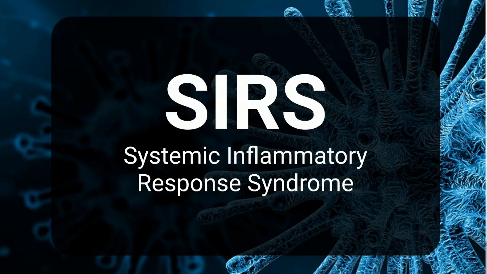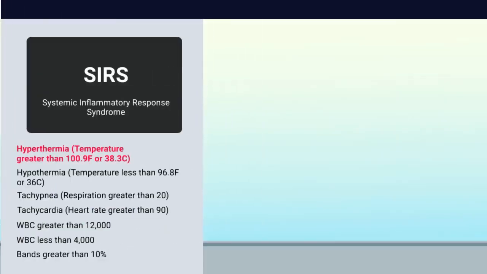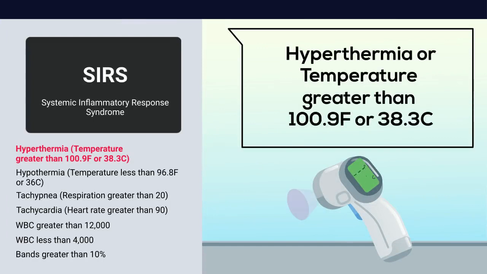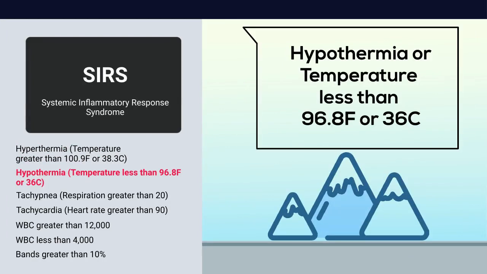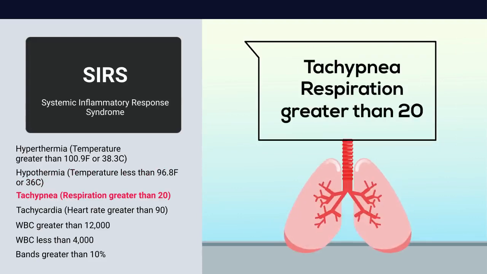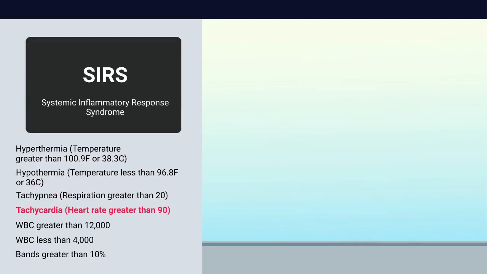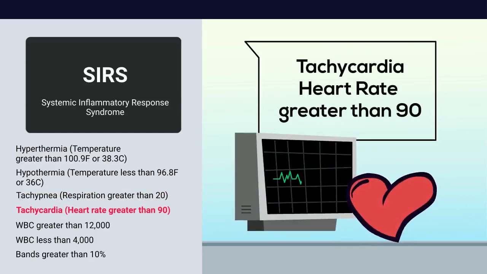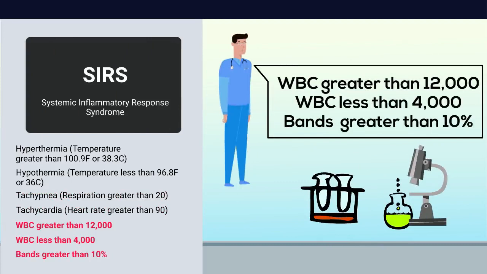SIRS, or Systemic Inflammatory Response Syndrome, may be the first physiological changes you may observe, and these are hyperthermia, or temperature greater than 100.9 degrees Fahrenheit or 38.3 degrees Celsius, hypothermia, or temperature less than 96.8 degrees Fahrenheit or 36 degrees Celsius, tachypnea, or respiratory rate greater than 20, tachycardia, or heart rate greater than 90, and other abnormal lab values, which include WBC more than 12,000, WBC less than 4,000, and bands greater than 10%.